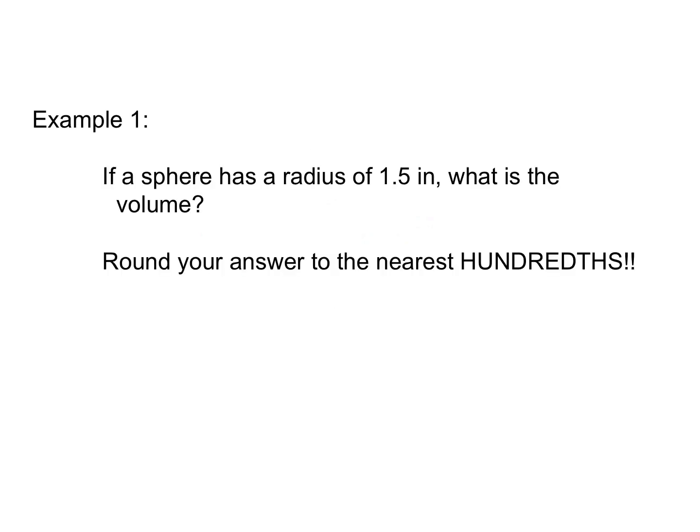All right, here is example number 1. It says if a sphere has a radius of 1.5 inches, what is the volume? And then we'll round it to the nearest hundredths. So that's 2 decimals. All right, so let's write down our formula. So 4/3 times pi times radius cubed.